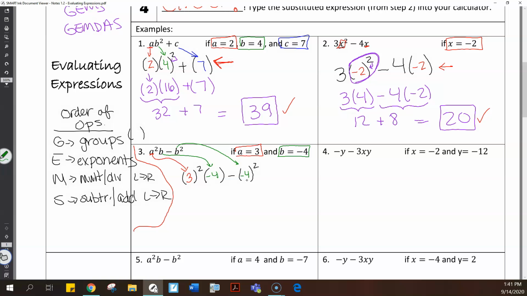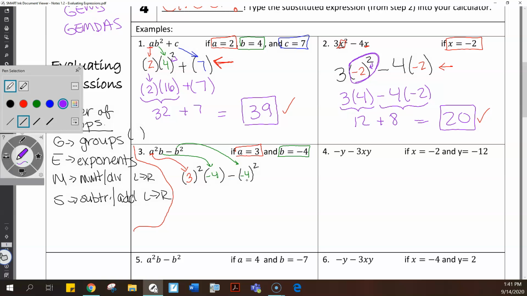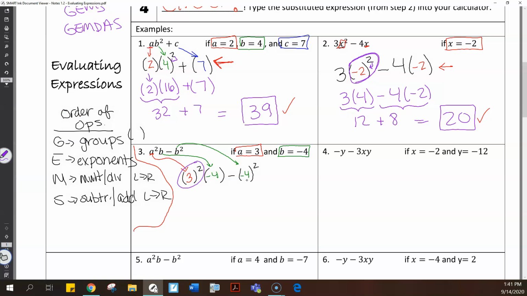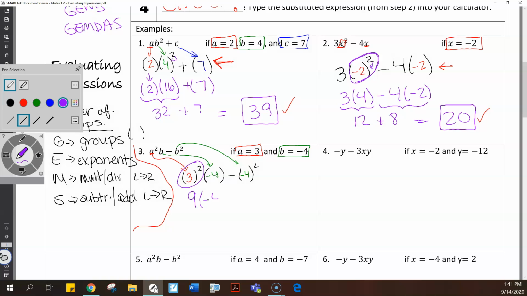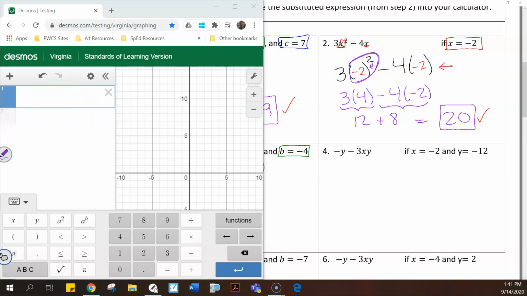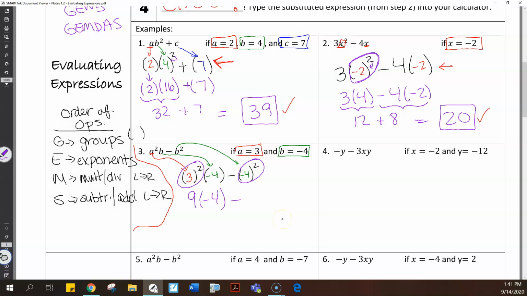So again, I don't have any groups. I can move right along to my exponents. So I've got 3 squared. I know that 3 squared is 9, but you can do that in your calculator if you need to. -4 I haven't done anything with, so it just comes down. Minus, remember that this is -4 squared. Okay? If you're confused about this or you feel like you're not super confident, make sure you just put it in your calculator. So I'm going to do -4 parentheses squared, which gives me +16. Make sure you're being careful with your signs, especially when you're squaring. This gives me +16.